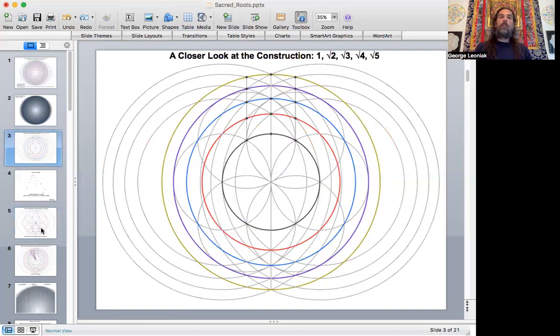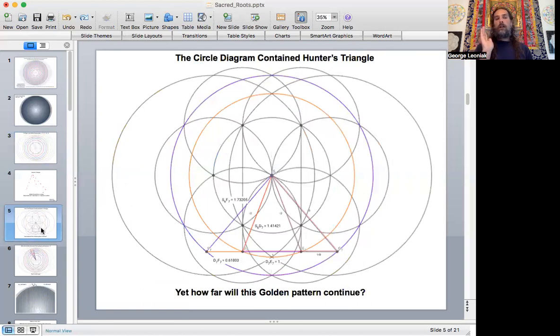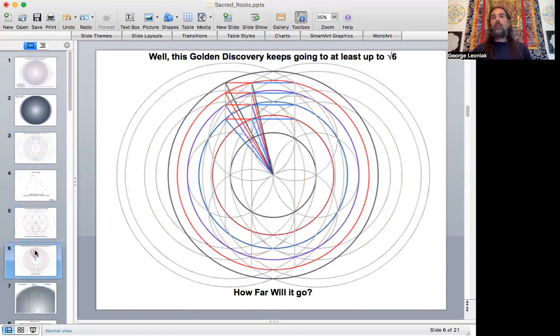But let's just go along our golden ratio expansion mystery right now and at least go out to see if that holds, well, at least up to √6. Okay, so here's the 2, √2, √3, this 4, √4, which is 2, √5, all the way out to √6.